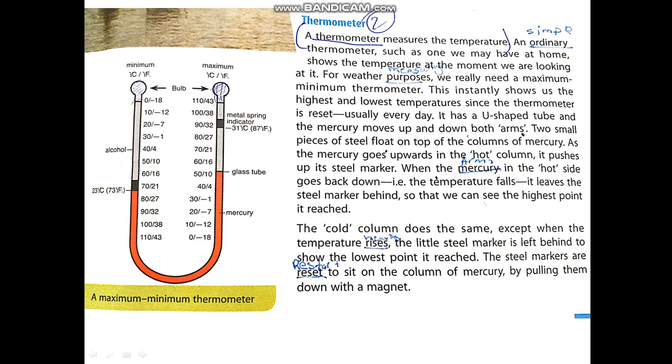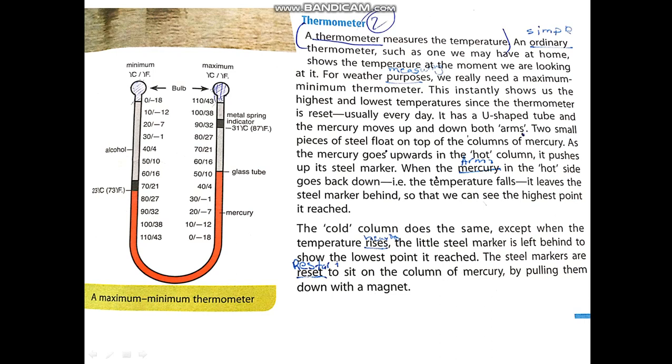We really need a maximum minimum thermometer. This instantly shows us the highest and lowest temperature since the thermometer was reset. The cold column does the same except when the temperature rises. Rises means increase. The little steel marker is left behind, and shows the lowest point it reached. The steel markers are reset, meaning restarted, to sit on the column of mercury by pulling them down with a magnet.